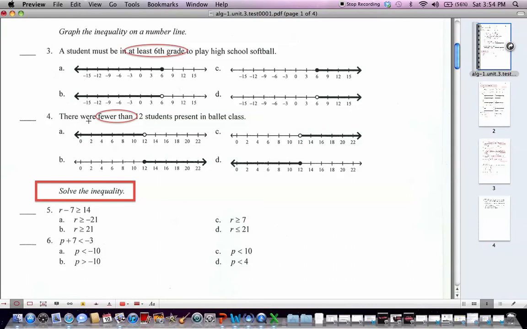Number 4, there were fewer than 12 students present in ballet class. The key word here is fewer than. Use your inequality chart. Again, is this going to be an open circle or closed circle? And then which direction should the line be shaded?